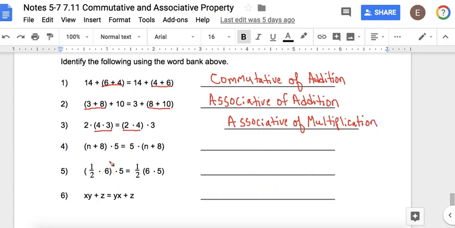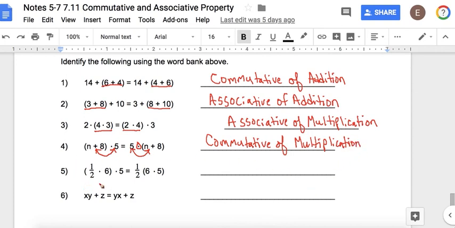Okay, number 4. I see n plus 8 times 5 equals 5 times n plus 8. So I noticed here that the parentheses changed order with the 5. And what symbol's in between them? A multiplication symbol. So this is actually commutative of multiplication, because there's a multiplication symbol in between what changed order. So commutative of multiplication. That is always a tricky one.